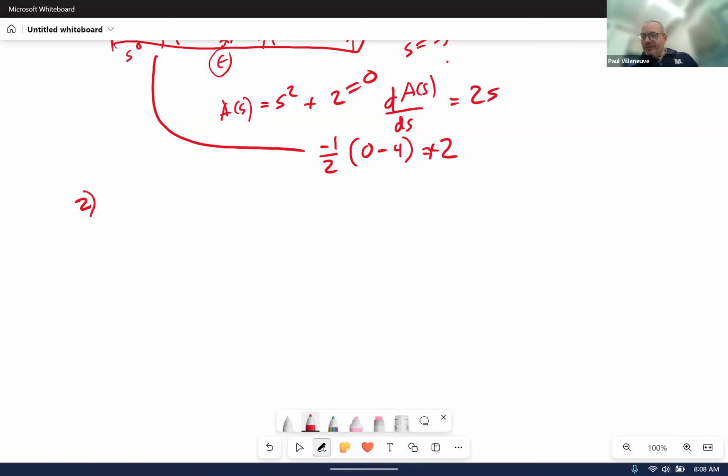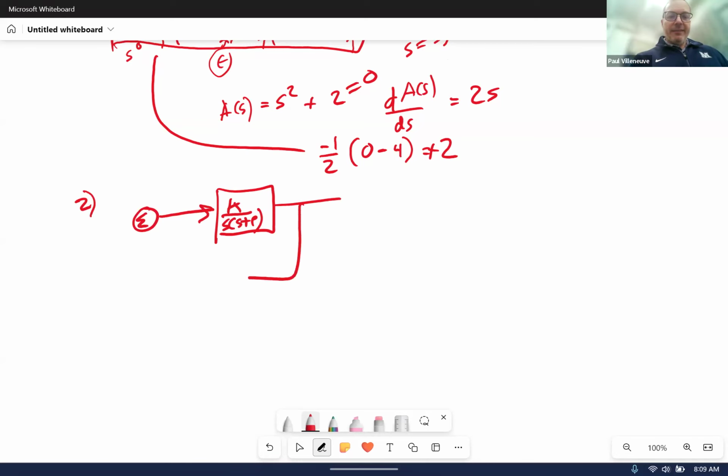All right, number 2. I have a system here. Here's K over S times S plus P. Here's a summer, negative feedback. And here's my input, here's my output. I said find the value of P so that the system has less than 5% overshoot and the response settles to 2% of its final value within 4 seconds. Those are both binding requirements. You've got to be less than 5% and less than 4 seconds.